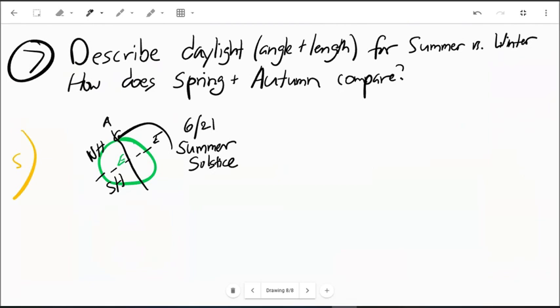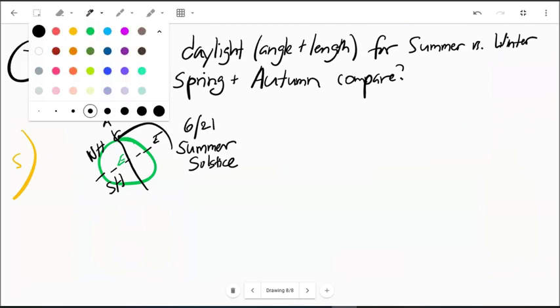All right. So now how does the angle and the length compare? No, Eric, I want you to remake it.